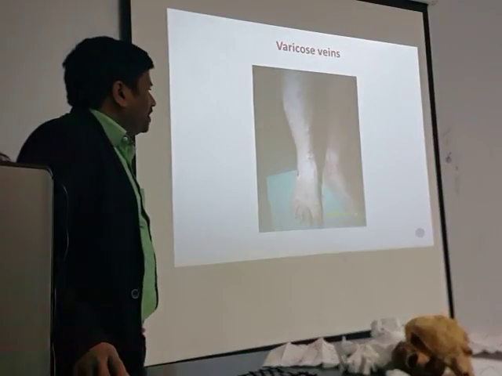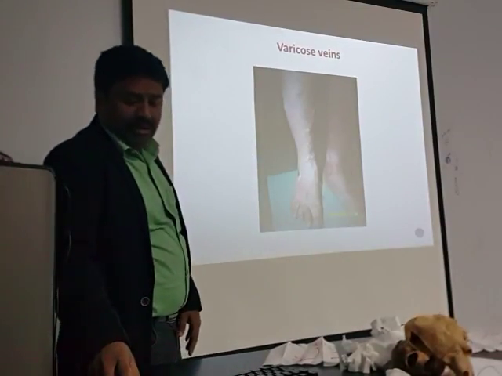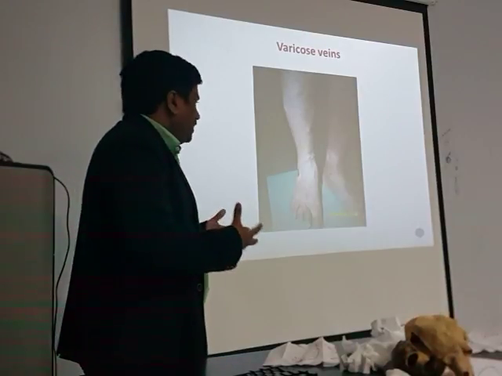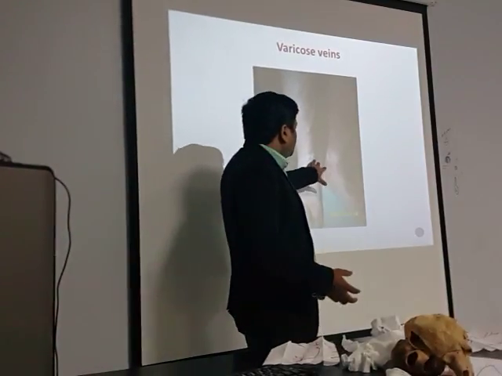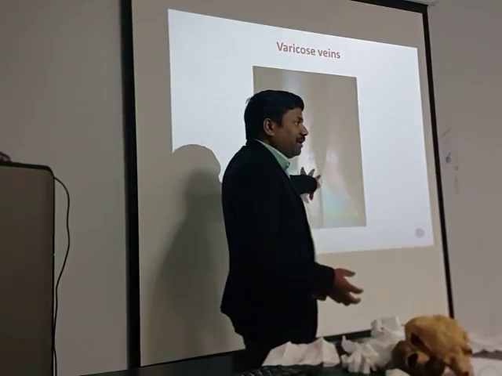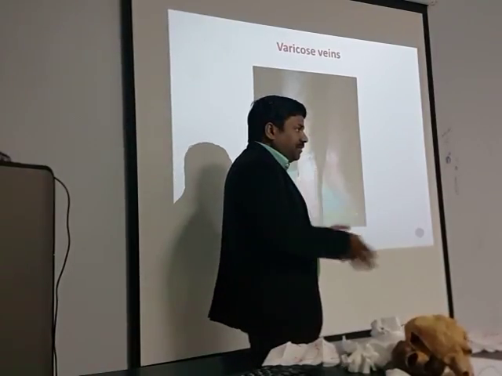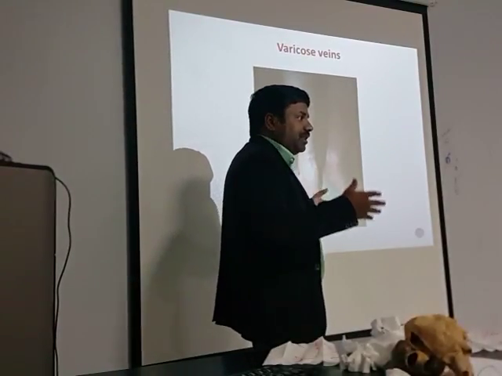This picture shows what a varicose vein is. You might have seen some patients suffering from that. There is severe engorgement, so sometimes even a small injury will cause profuse bleeding. And the ulcers formed because of these varicose veins will not heal, because there is continuous oozing of blood.